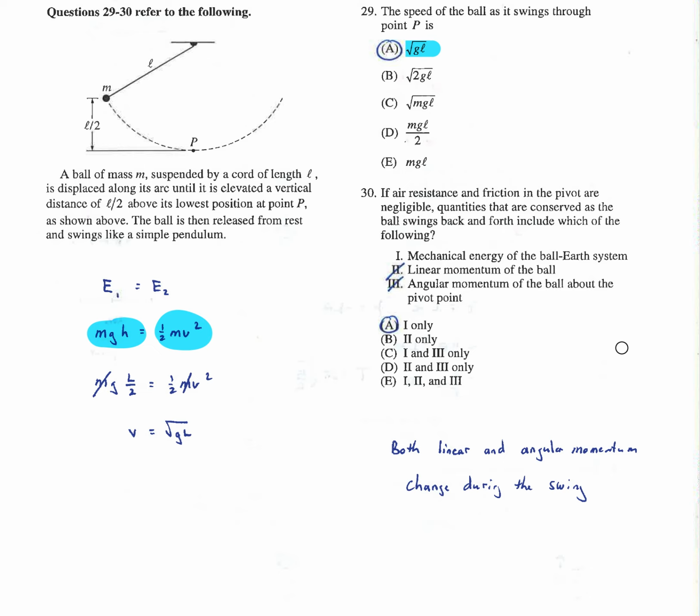As it swings back and forth, mechanical energy is conserved because there are no drag forces. So energy just goes back and forth between potential and kinetic. But momentum and angular momentum, no, those increase and decrease: linear momentum because there are forces, gravity, and angular momentum because there are torques. Gravity causes a torque. So these things are not conserved in external force and external torque situations.